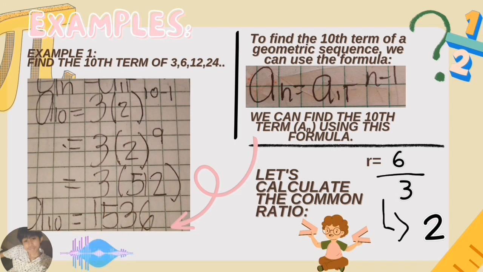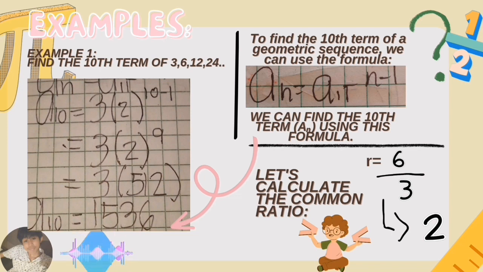So 2 times 2 equals 4. 4 times 2 equals 8. 8 times 2 equals 16. 16 times 2 equals 32. 32 times 2 equals 64. 64 times 2 equals 128. 128 times 2 equals 256. 256 times 2 equals 512.